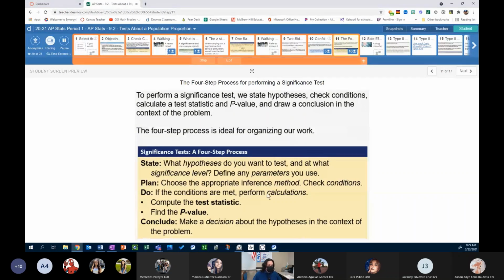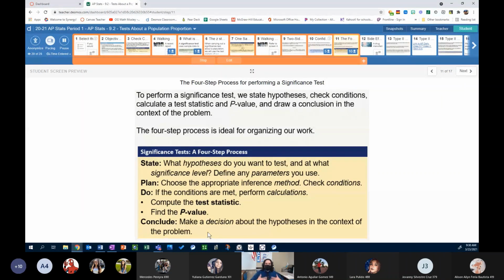Choose the appropriate inference method. In this case, we only have the one for significance levels, and that is the one sample Z test. And then check conditions. Same 3 conditions. Do: if the conditions are met, perform calculations, find the test statistic, find the p-value. And then finally conclude, make a decision about the hypothesis in the context of the problem.